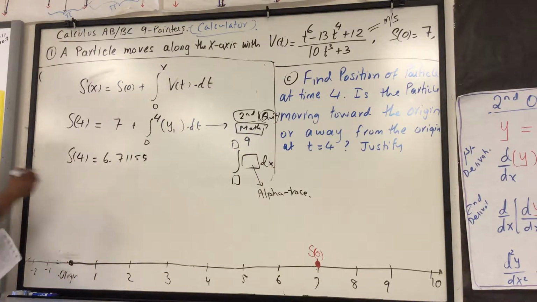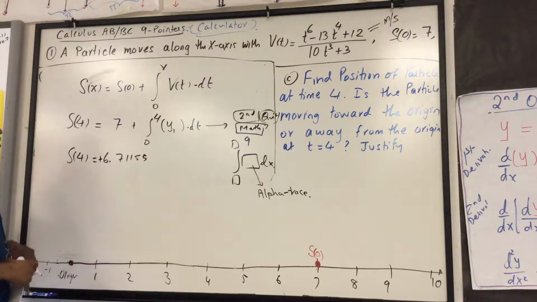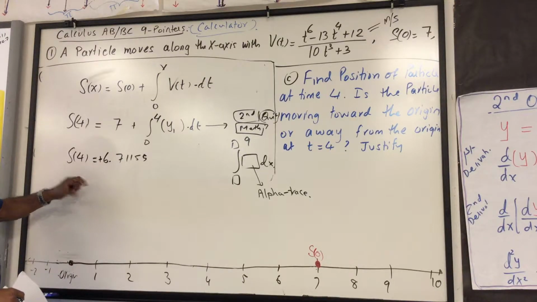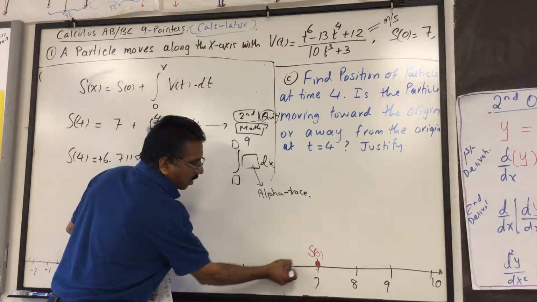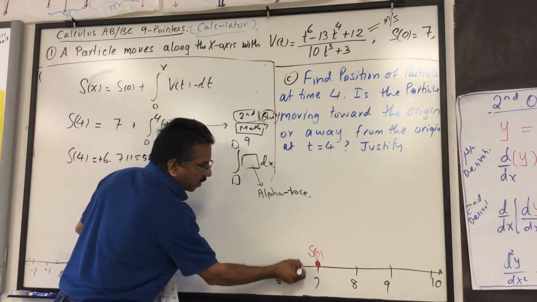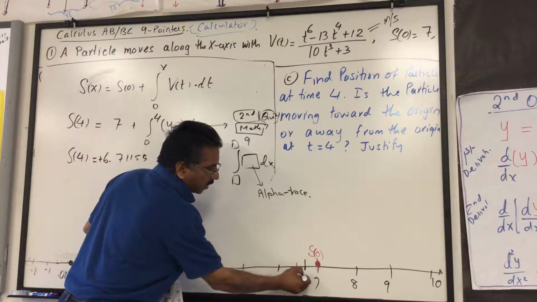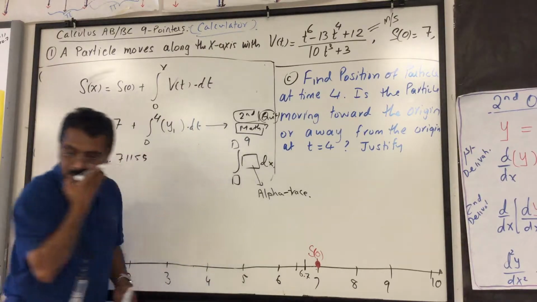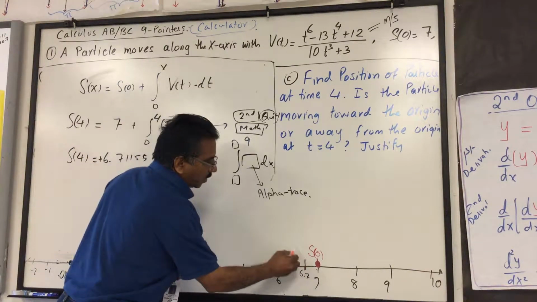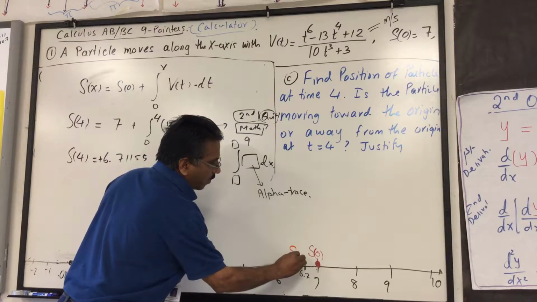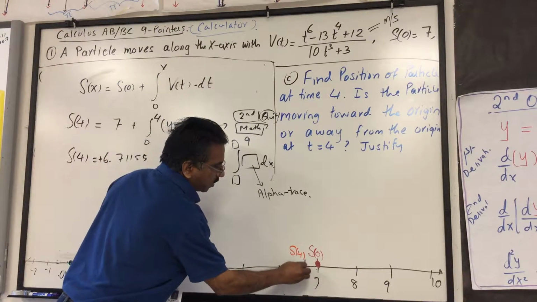Now the question, okay, I'll put it at positive. Now make sure, what does this positive mean? At the 4 second, where is 6.7? This is 6.5, somewhere here. So that's like 6.7. So that's the position, this is S of 4. Just wanted to show it's here, right here.